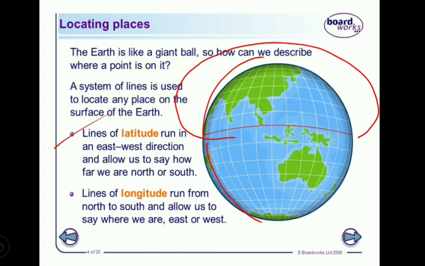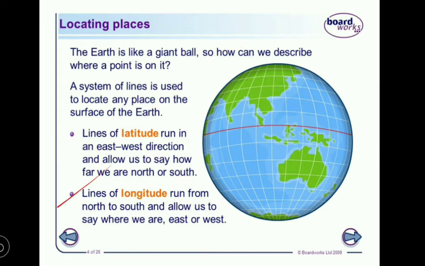Now we are going to discuss longitude. Longitudes run from north to south. This is the north point and this is the south point. We have marked the north with the alphabet N, and the south with S. The lines run from the north to the south point in semicircular lines. These lines are called longitudes, and they start from the north and go to the south. And this is the prime meridian, which divides our earth into two equal halves.